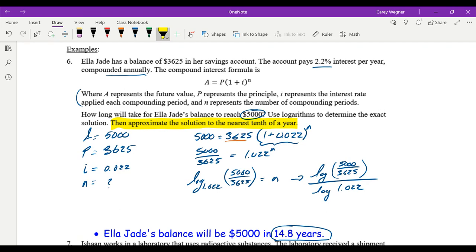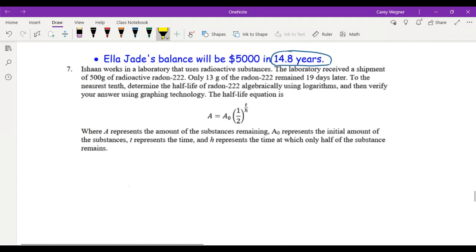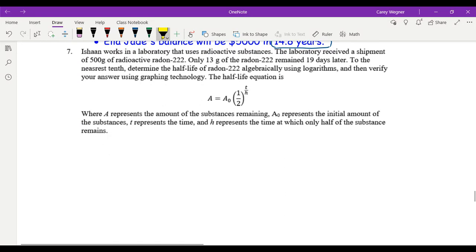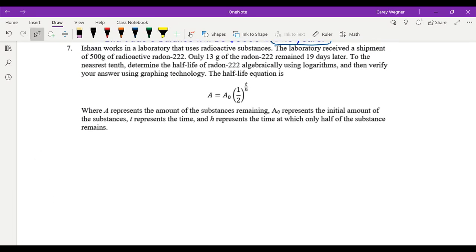Okay, let's move on to question number 7. In question number 7, we have Sean working at a laboratory that uses radioactive substances. So we did talk a little bit about half-lives in chapter 6. So this will be a half-life question again. Here we're looking at radioactive radon 222, and the laboratory received a shipment of 5,000 grams. Only 13 grams of the radon remained 19 days later.